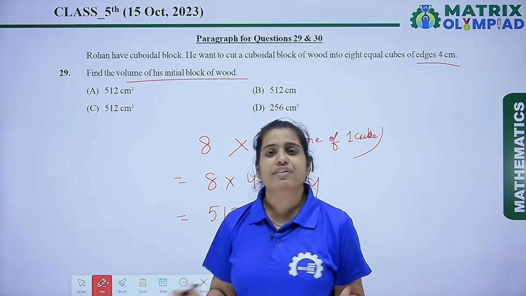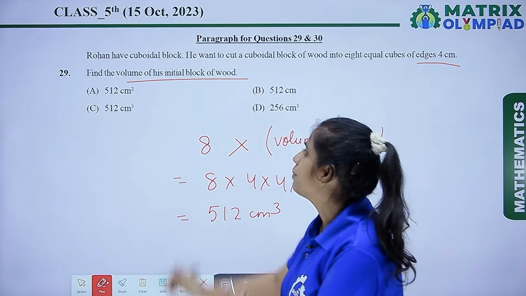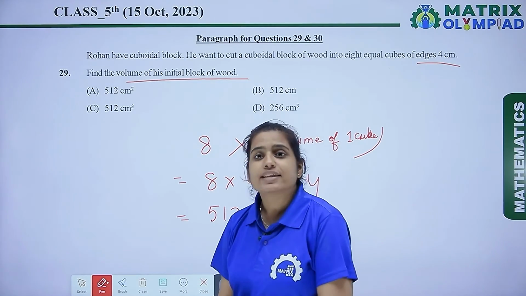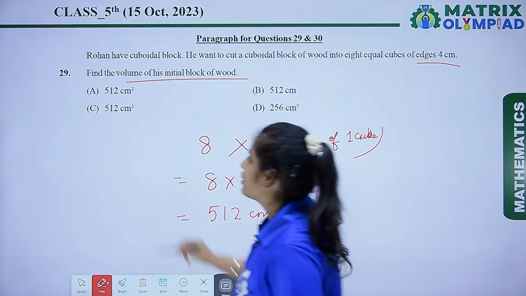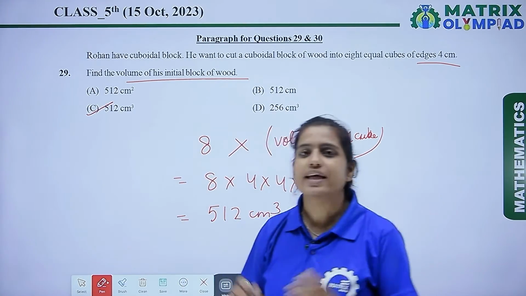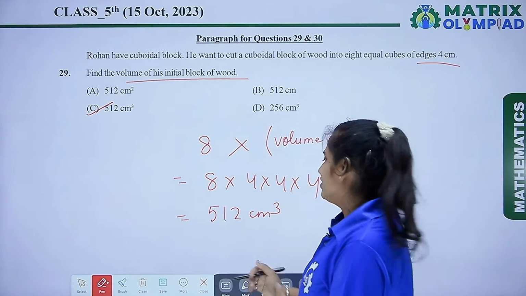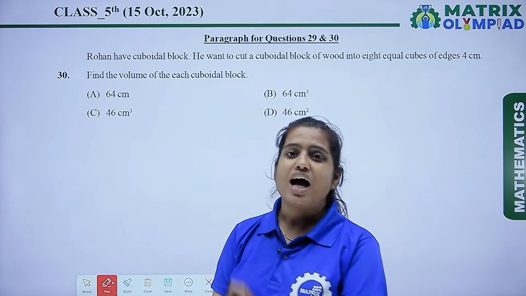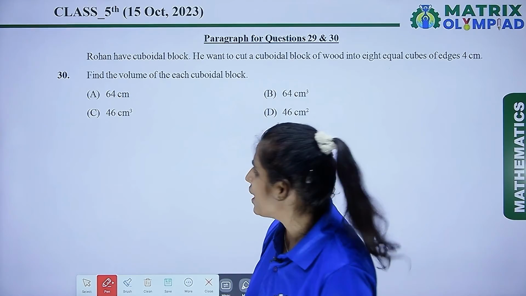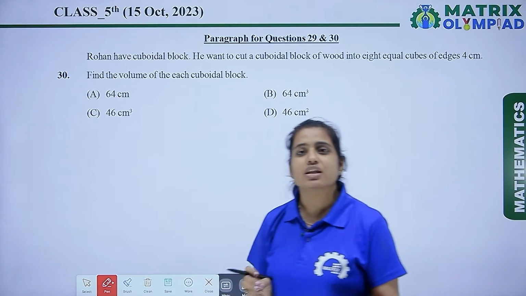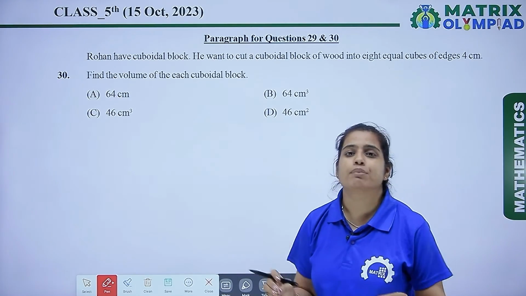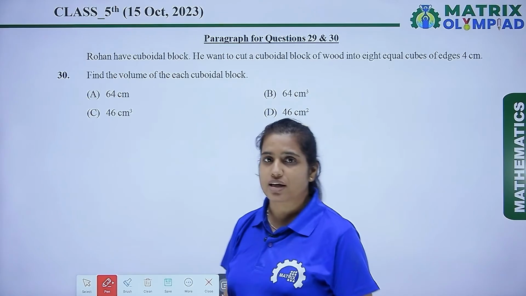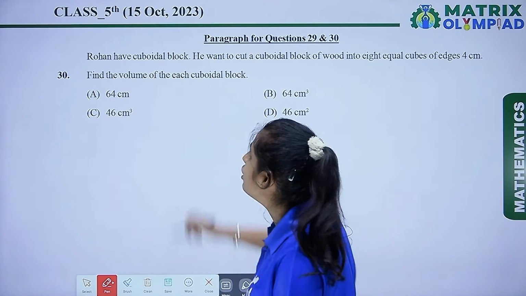तो here 512 centimeter cube क्या है हमारा? ऑप्शन सी, that is the correct answer. और यही हमारा वॉल्यूम है इनिशियल ब्लॉक का। Now we have come across to the last question of this part. इस पार्ट में 30th जो क्वेश्चन है वो भी टोटली बेस्ड है प्रीवियस पैराग्राफ पे। और वो प्रीवियस पैराग्राफ क्या था?